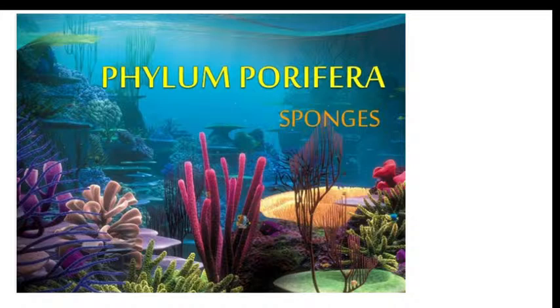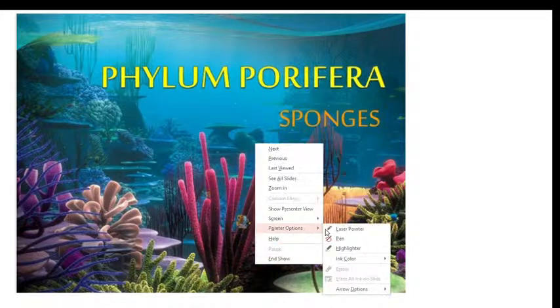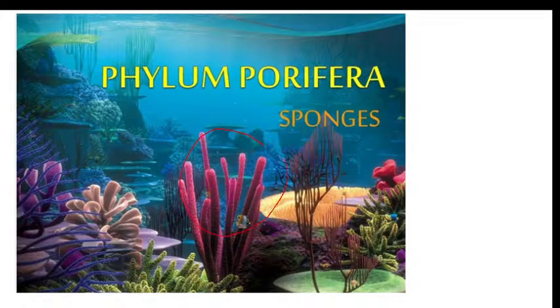Phylum Porifera, the poriferans, are commonly called sponges. In this picture, you can see a sponge. This is another sponge. This is a finger-like sponge. These are all sponges, and this blue color one is also a sponge. This is called Phylum Porifera.